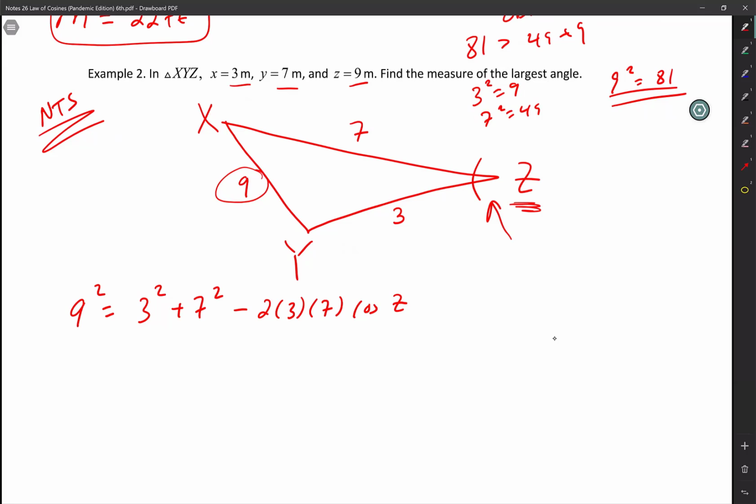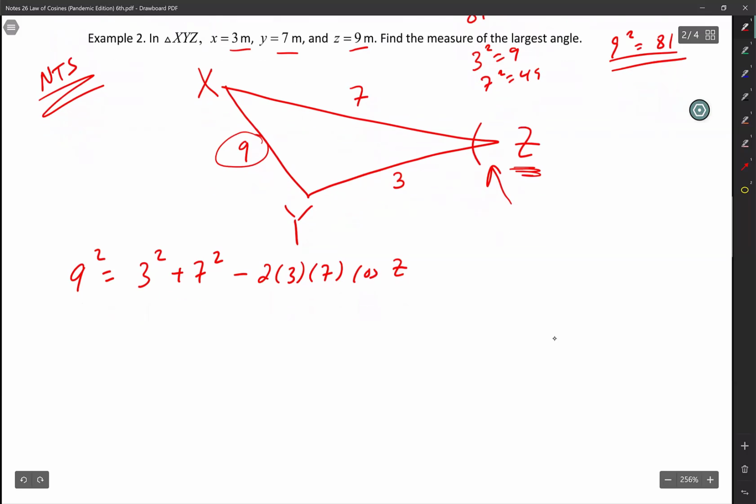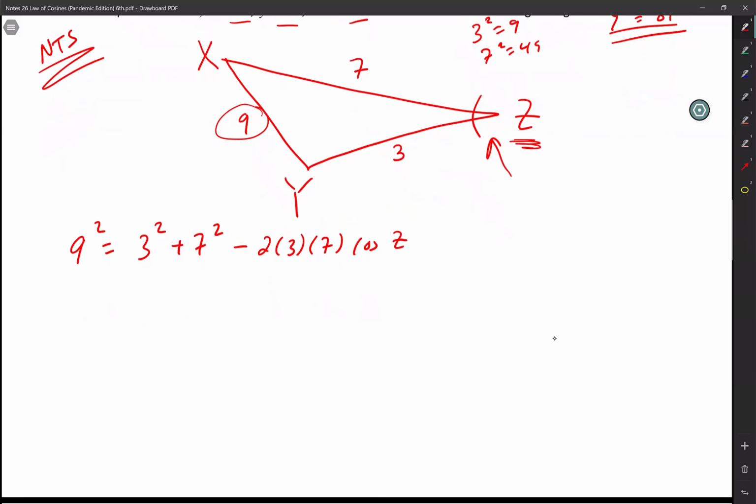Law of cosines is pretty easy to remember, guys. It's almost like Pythagorean theorem plus this added term that you're subtracting. So our job now, we're done with precal or geometry, if you want to call it that. All we're doing now, guys, is solving for cosine Z. So 9 squared is 81. 3 squared is 9. 7 squared is 49. Minus 2 times 3, that's 6. 6 times 7, what's that, 42? 42 cosine Z, sorry.